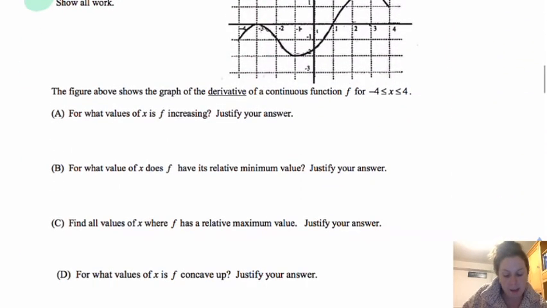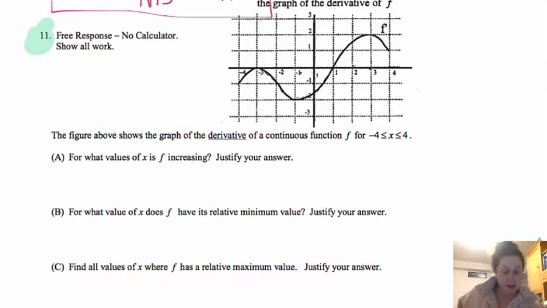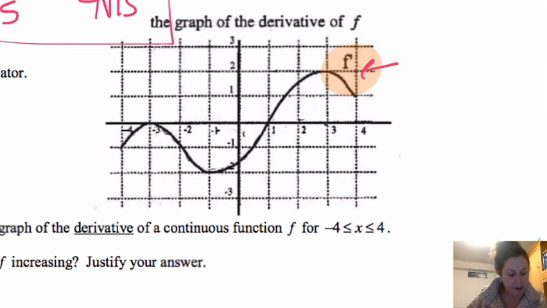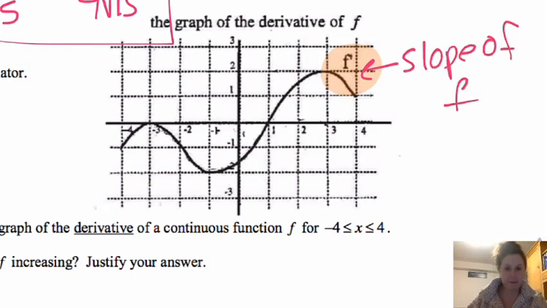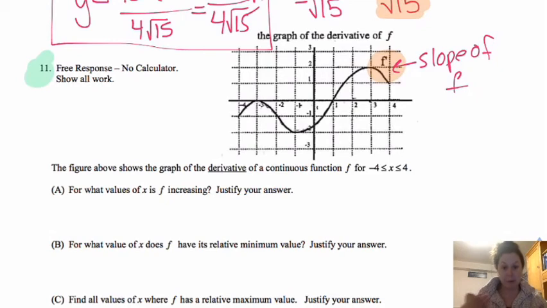All right, let's look at 11. So this is what we did, fourth block today, first block last week on the very snowy Friday. And so remember that what you want to really look at is what this is a graph of. This is a graph of f prime, right? This is a graph of your derivative. So in other words, this is a graph of the slope of f, right? So that's what we need to think about.